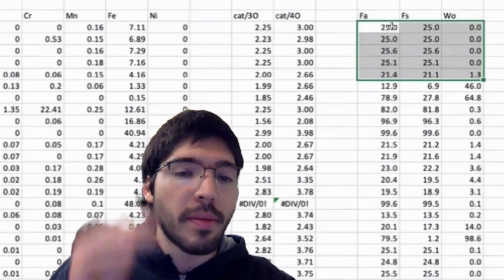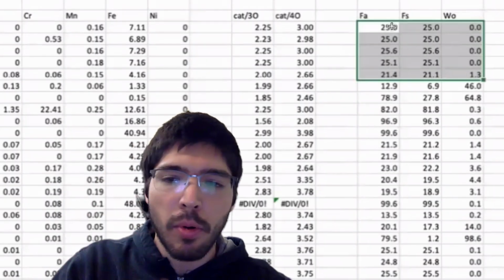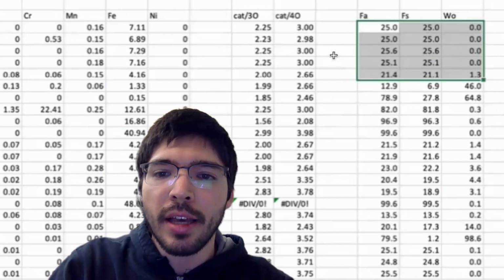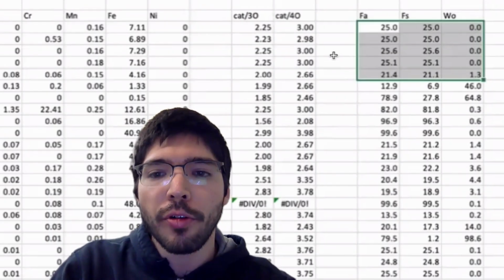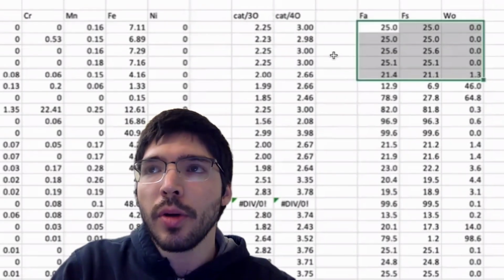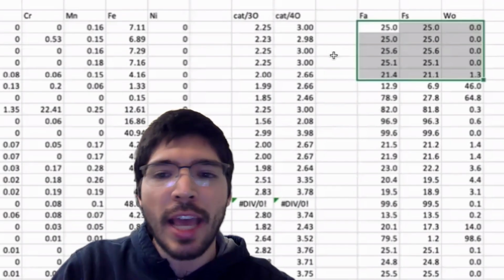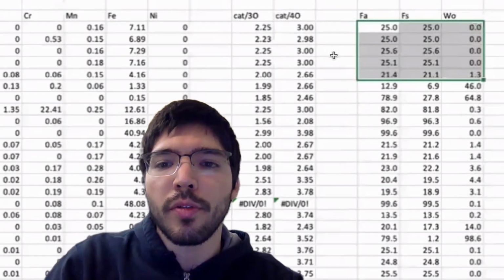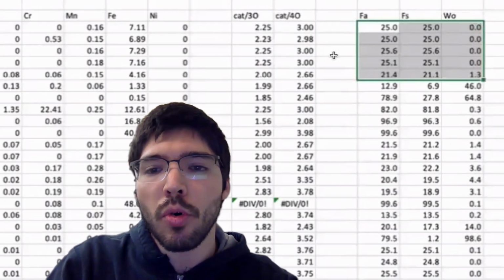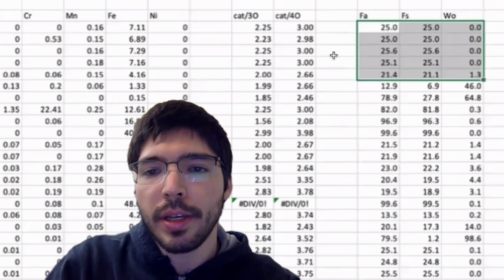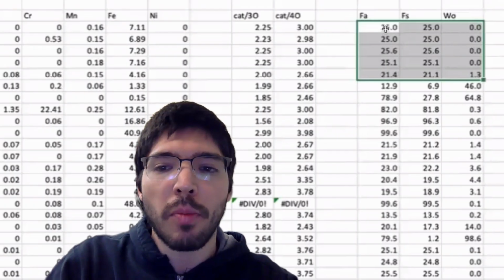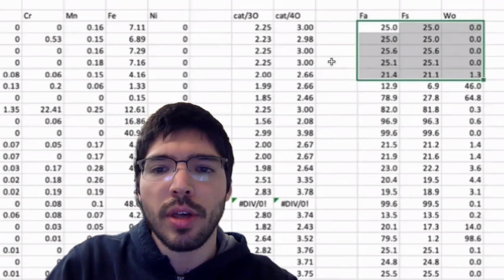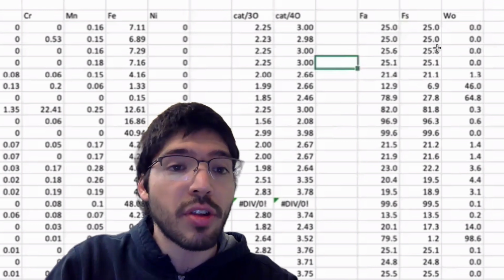You might see sometimes some people report them with 2 decimal points. If you're doing something like electron microprobe, or you're doing something like laser ablation, and you're looking at things with greater detection limits and much more spatial resolution, you can go to the second decimal point. Here I always just stick to 1, which for the classification is actually pretty good as well.